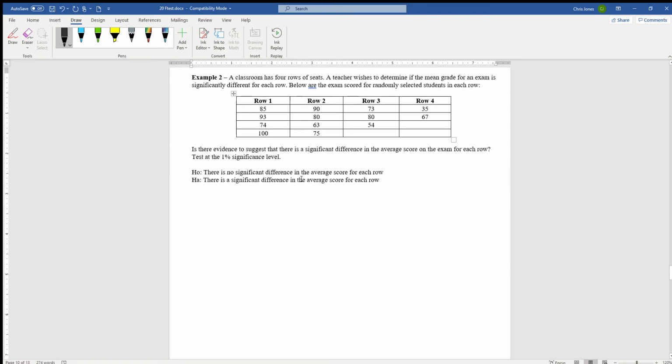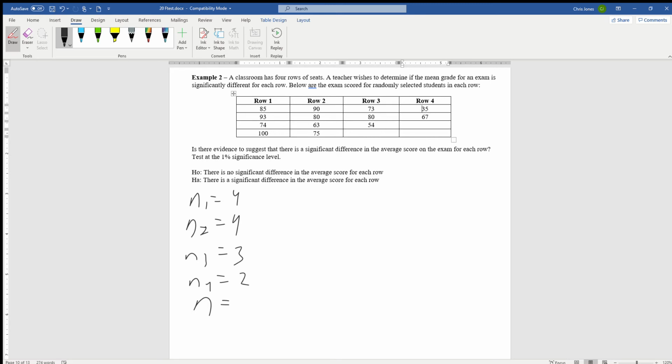All right, just like we did before, we're going to start by figuring out N1, N2, N3, and this time N4 because there are 4 categories. So N1 is going to be 4 because notice there are 1, 2, 3, 4 observations. And then same thing with row number 2. N2 is going to be 4. N3 is going to be 3, and then N4 is going to be 2 because there are 1, 2 observations. The sum of the n's, or just the big N, is going to be 13. And to get that, all we did was add up all the n's.